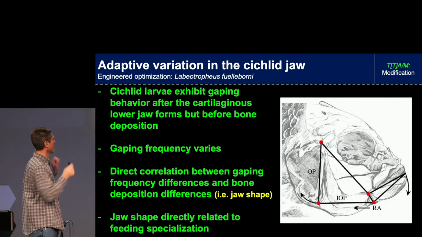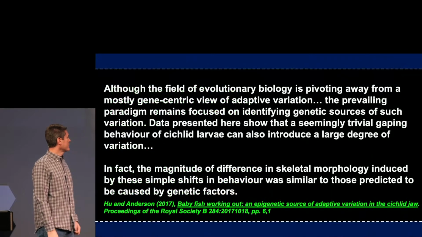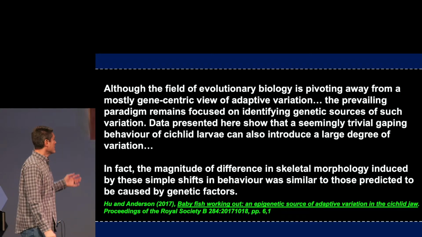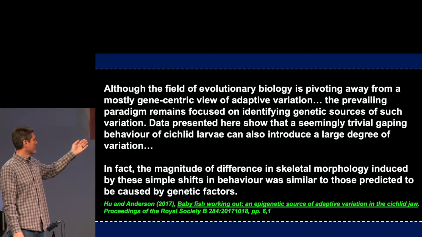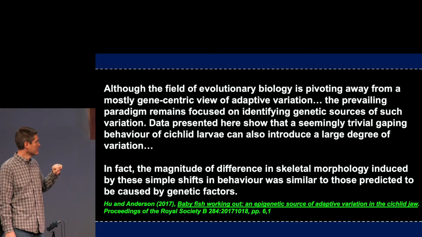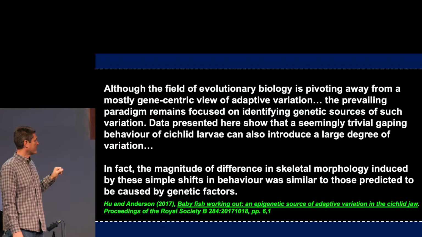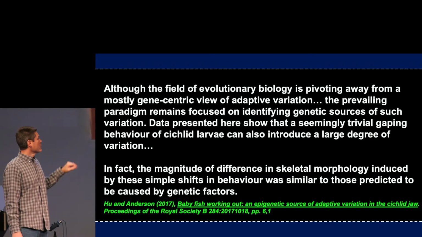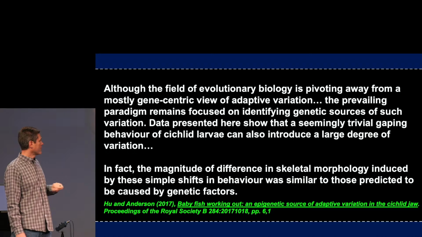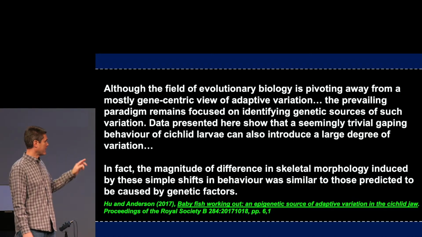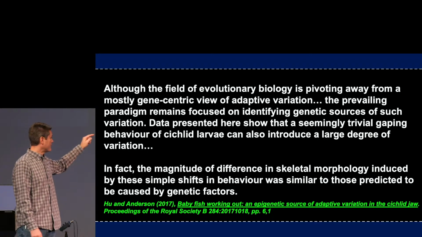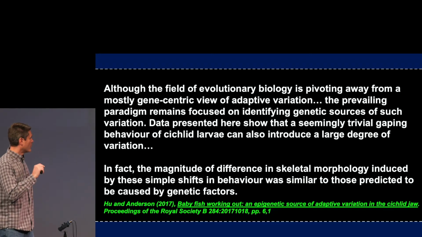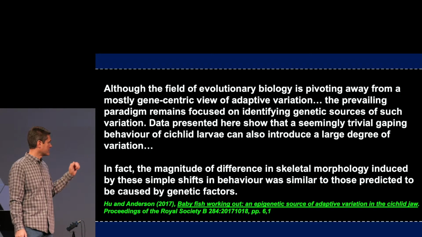I think. There we go. Okay, they said, although the field of evolutionary biology, again, they're still talking in terms of evolution because they don't know any other terms, even though they can't explain what they're seeing, says, although the field of evolutionary biology is pivoting away from a mostly gene-centric view of adaptive variation, the prevailing paradigm remains focused on identifying genetic sources of such variation. Data presented here, in contrast, show that a seemingly trivial gaping behavior of cichlid larvae can also introduce a large degree of variation. In fact, the magnitude of difference in skeletal morphology induced by these simple shifts in behavior was similar to those predicted to be caused by genetic factors.